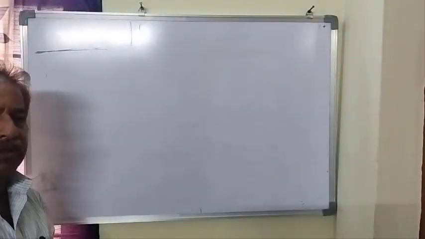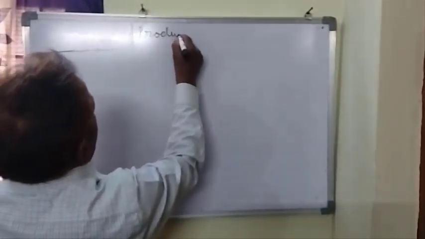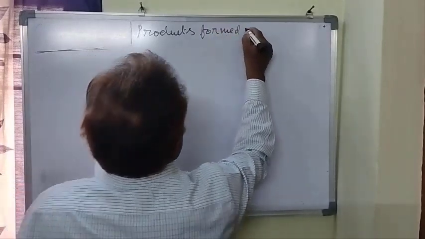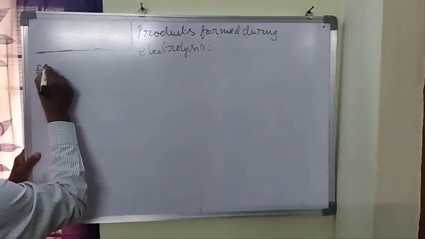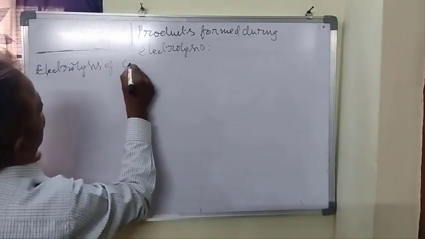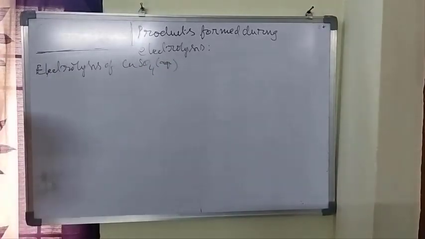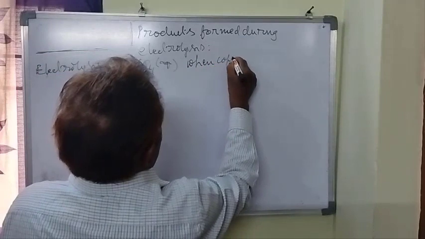Now let us discuss the products formed at different electrodes, that is anode and cathode, during the electrolysis. Therefore, products formed during electrolysis. Now, electrolysis of aqueous copper sulfate solution, when copper electrodes are used.